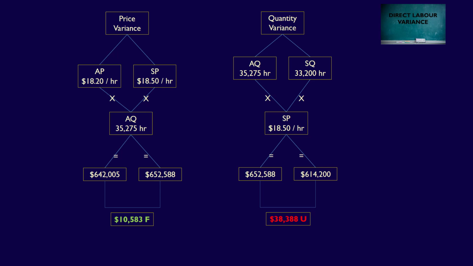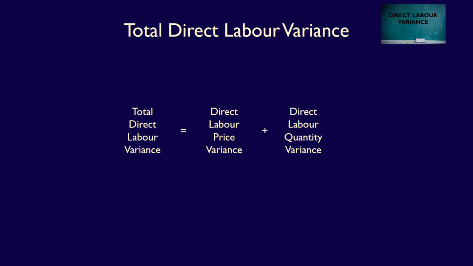Can we use these two flowcharts to calculate the total direct labor variance? And the answer is, of course we can. Total direct labor variance is equal to the direct labor price variance plus the direct labor quantity variance. We can therefore apply this to our flowchart.